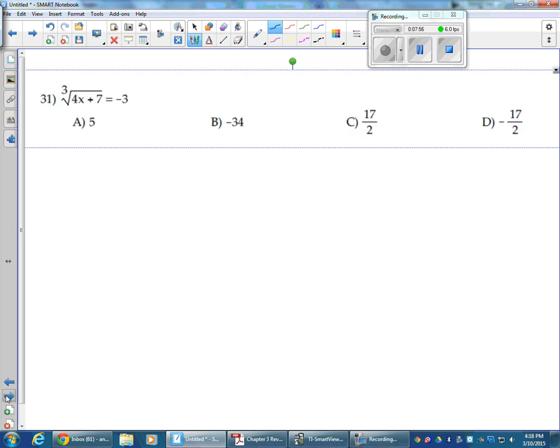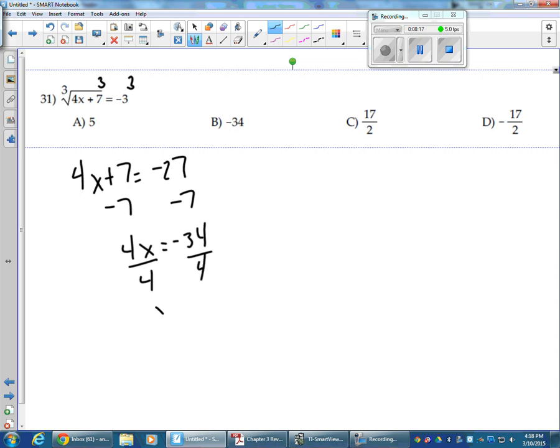Let's go a couple more. 31. We've got a cube root of 4x plus 7 equals negative 3. Cube roots can be negative, so this one's doable. Cube both sides, which on this side removes the cube root. Negative 3 cubed is negative 27. Subtract 7 from both sides, you get 4x equals negative 34. Divide by 4. X equals, what would that be, negative 8.5, and they're going to call it negative 17 halves. So my answer is D.